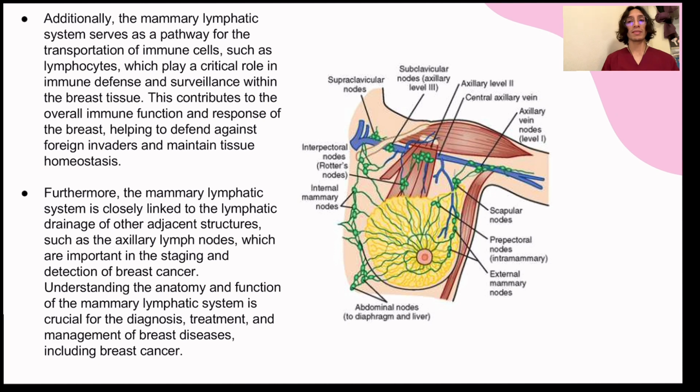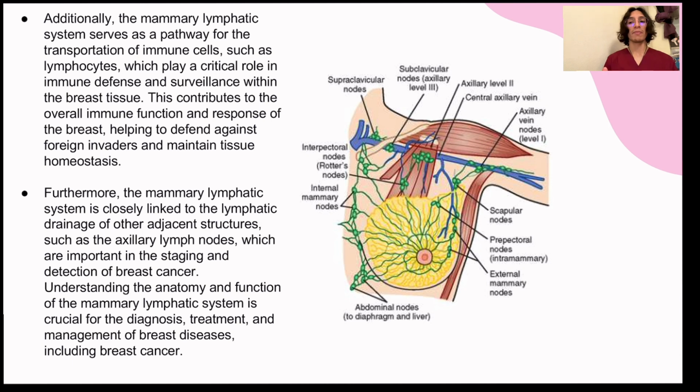Additionally, the mammary lymphatic system serves as a pathway for the transportation of immune cells, such as lymphocytes, which play a critical role in immune defense and surveillance within the breast tissue. This contributes to the overall immune function and response of the breast, helping to defend against foreign invaders and maintain tissue homeostasis.